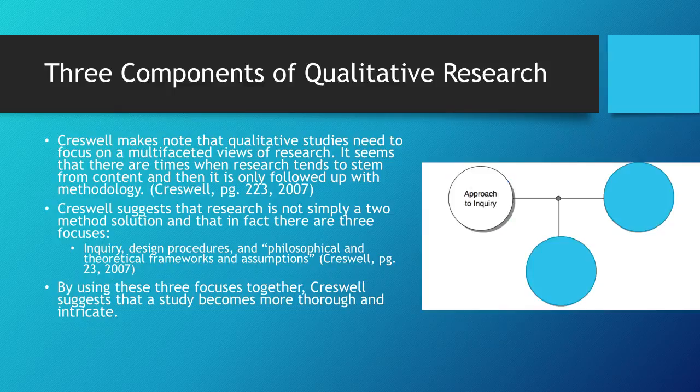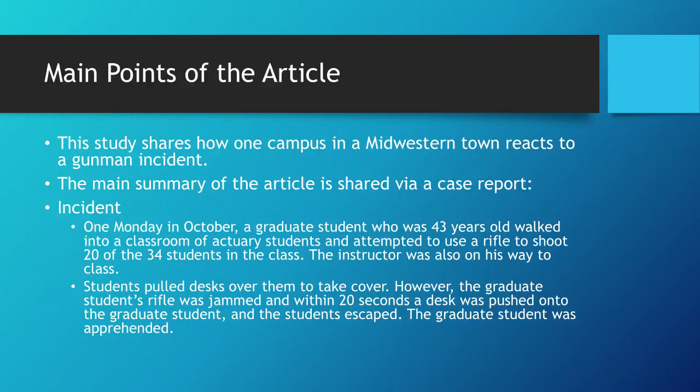The first one is basically inquiry. After that, he suggests go ahead and move into research design and those design procedures. And following that, you can focus on the philosophical and theoretical frameworks and assumptions. Creswell suggests, by using these three focuses together, that a study becomes more thorough and intricate and is able to actually do its main focus and goal. So with this Appendix F, the main focus of this study is how one campus reacts to a gunman incident.